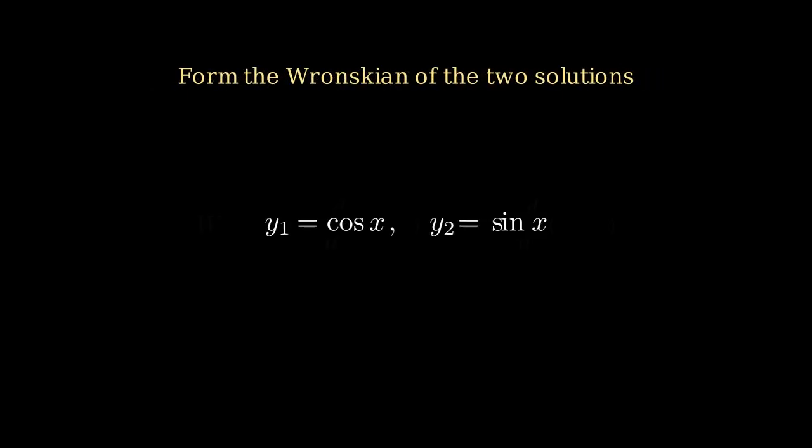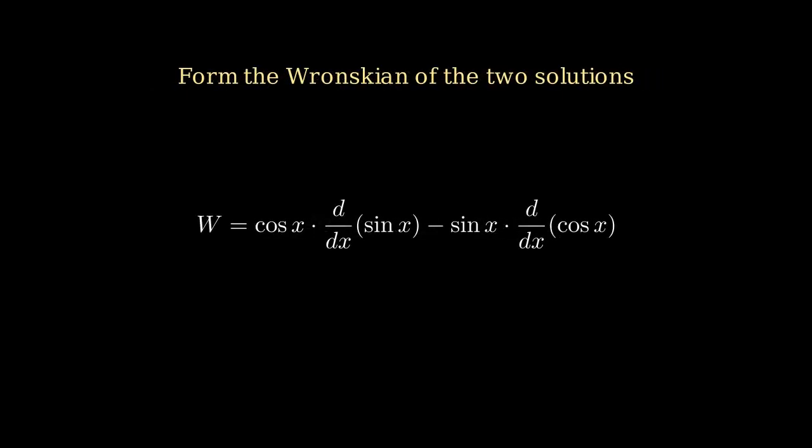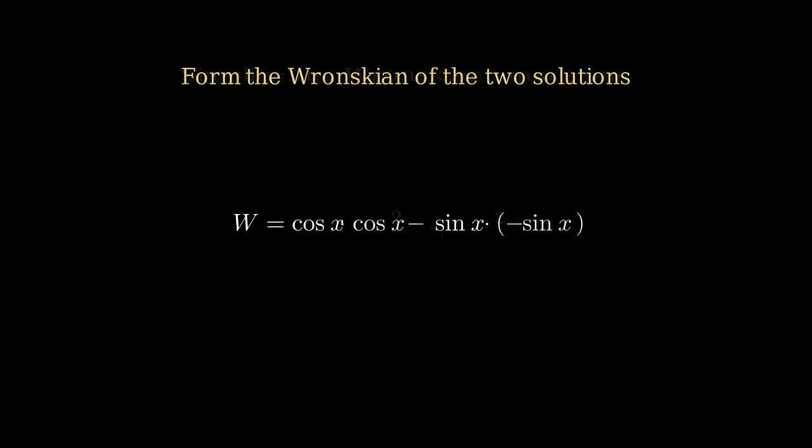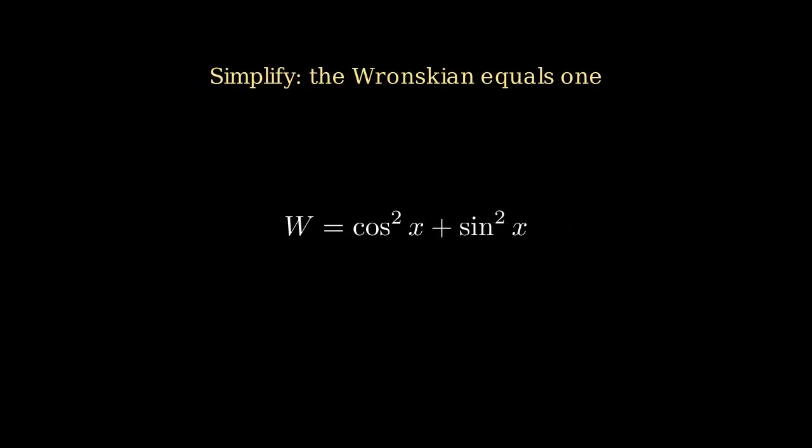Next, we form the Wronskian of these two solutions, which is cosine of x times the derivative of sine of x minus sine of x times the derivative of cosine of x. Working this out gives cosine squared of x plus sine squared of x, which equals 1, so the Wronskian equals 1.